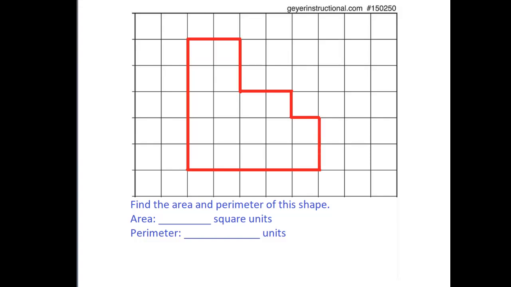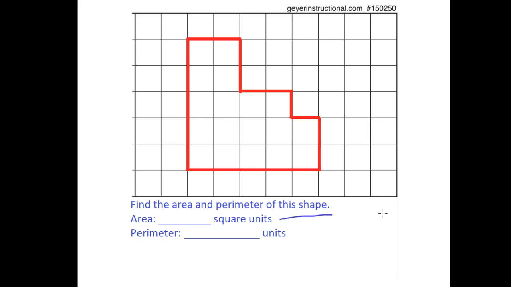This question asks us to find the area and the perimeter of this shape. And since it's on a grid like this, we really just have to count those two things. So what it's actually testing is, do we know the difference between area and perimeter?